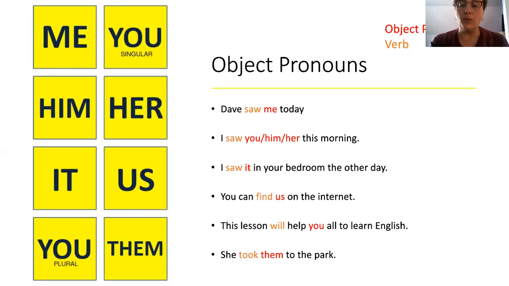The lesson will help you all to learn English. Notice how we use the word all to go along with the object pronoun you, so that we know it's the plural sense. It's referring to more than one person. She took them to the park. So took is the verb, and them is the object pronoun, because that is who is receiving the action of being taken to the park.